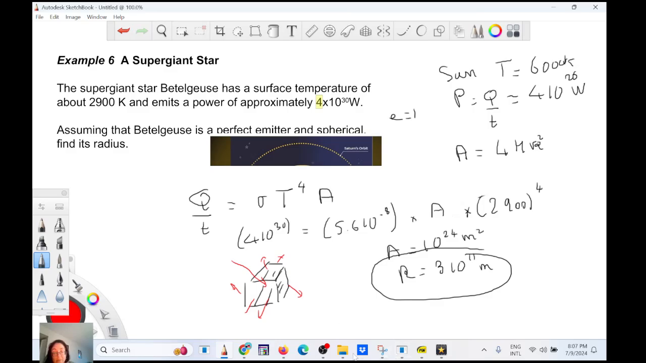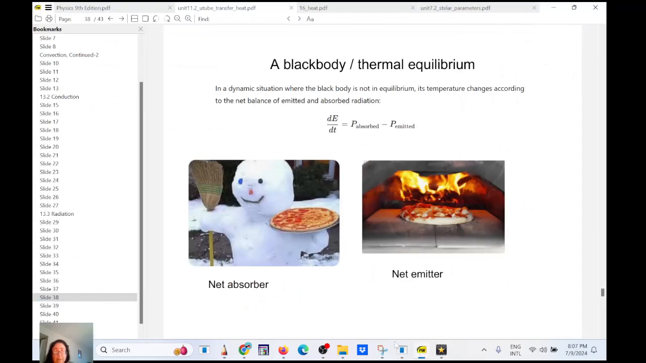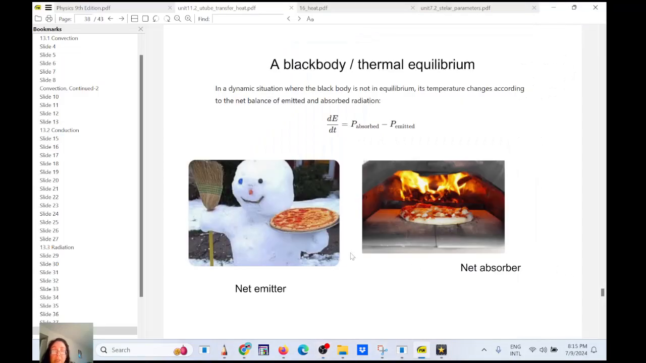So for example, here is an example. So a black body does not have to be in thermal equilibrium. So you have a pizza. So let's say the pizza is a black body. You see that it's going to emit in that case.